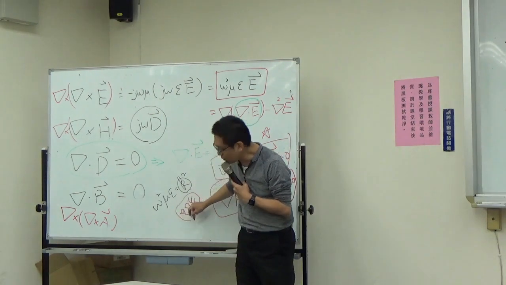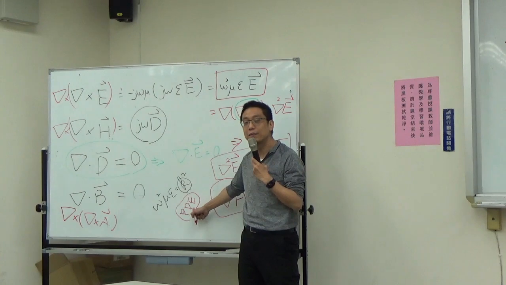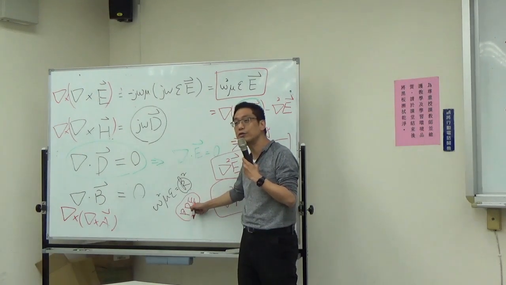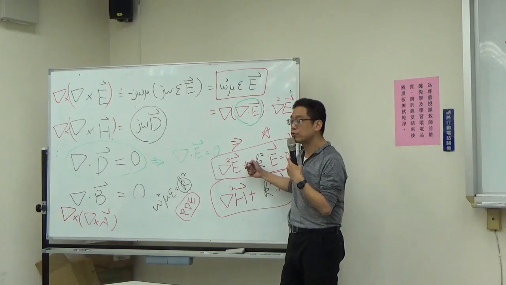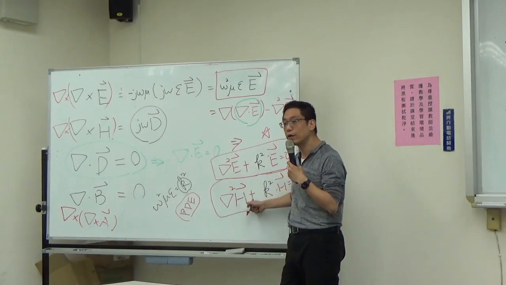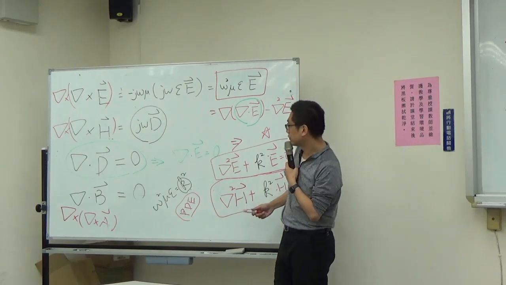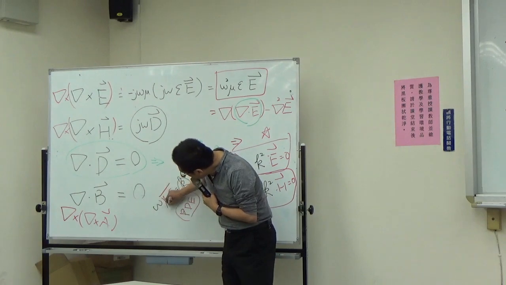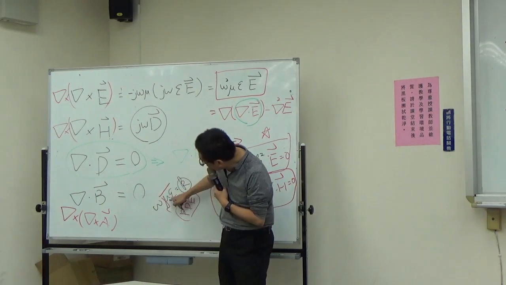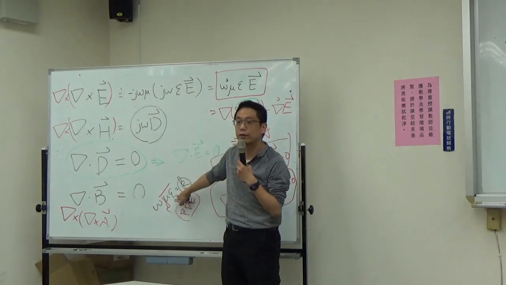Have you ever heard this one before? PDE, partial differential equations. Those are the equations. You have a special form for these two equations. Okay, k is omega times the square root of mu epsilon.